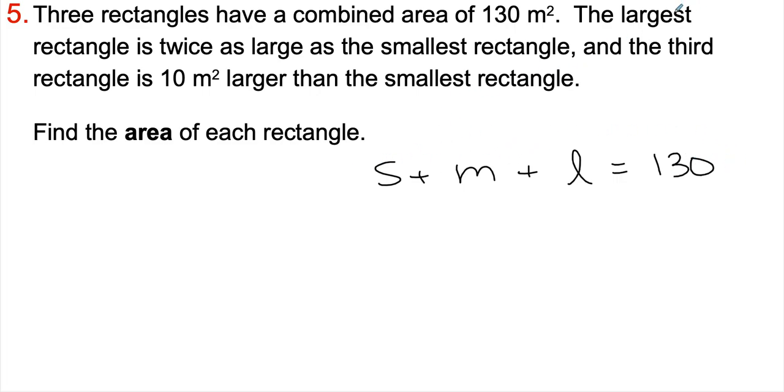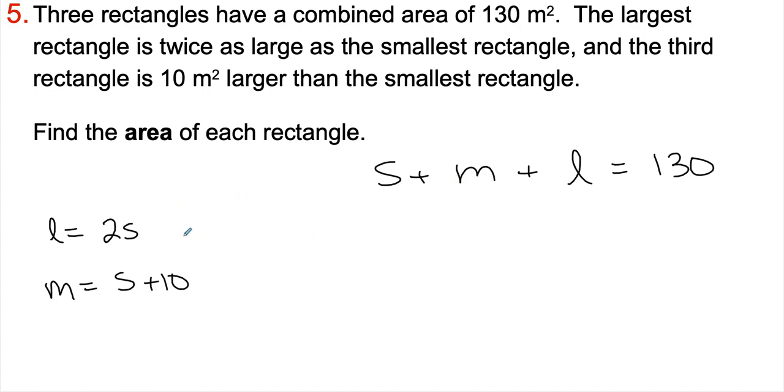Now we can start using this stuff to start writing this stuff out. So the largest rectangle is twice as large as the smallest. So 2 times the small one, that's the large one. And the third rectangle is 10 meters larger than the smallest rectangle. So the third one, that's our medium one. Okay? It says that one's 10 square meters larger than the smallest one. So we can just say small one plus 10. All right? And you could have used rectangle 1, rectangle 2, rectangle 3. Either way you want to do it.